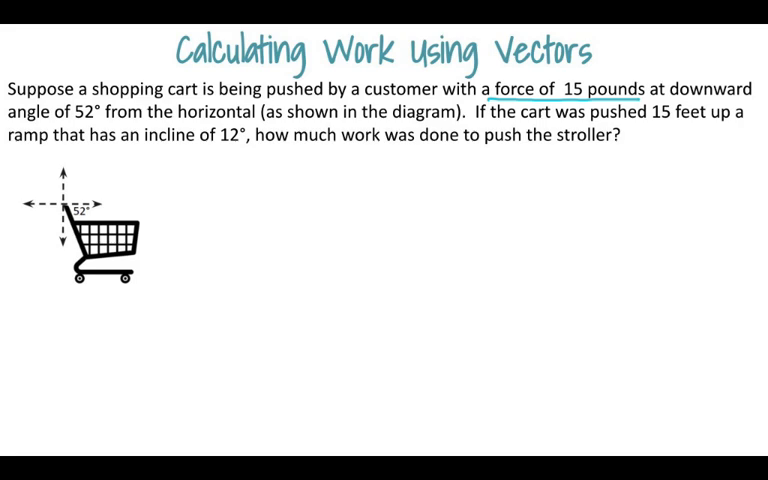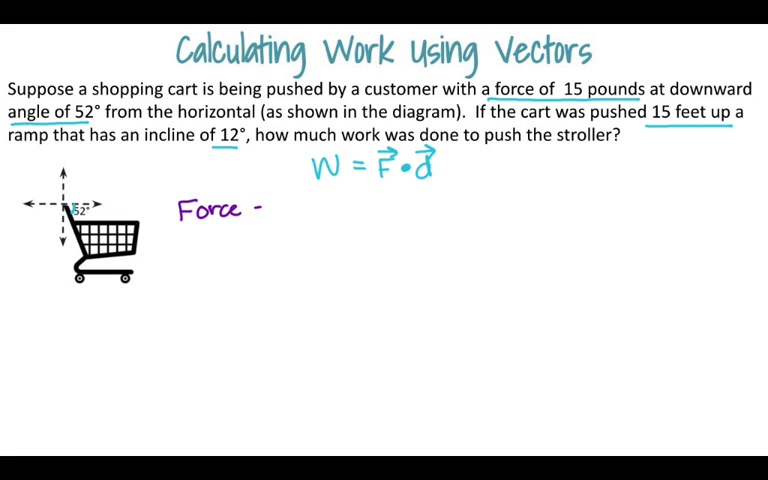So it is at a downward angle of 52 degrees. So this 52 degrees is this angle right here. And the cart was pushed 15 feet up a ramp that has an incline of 12 degrees. So in order to find the work, it is going to be the dot product of your force vector and your displacement vector. So I want to find both of these vectors. We're going to start with the force vector first. I'm going to label this as the force vector.